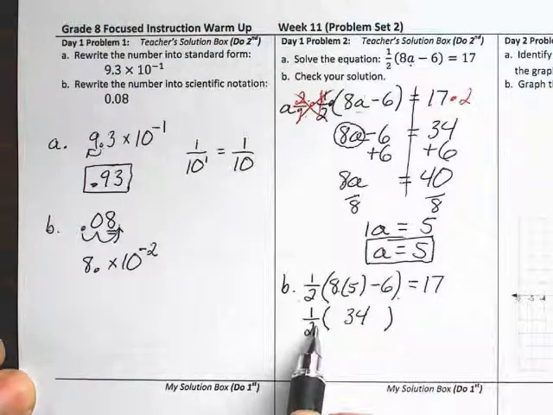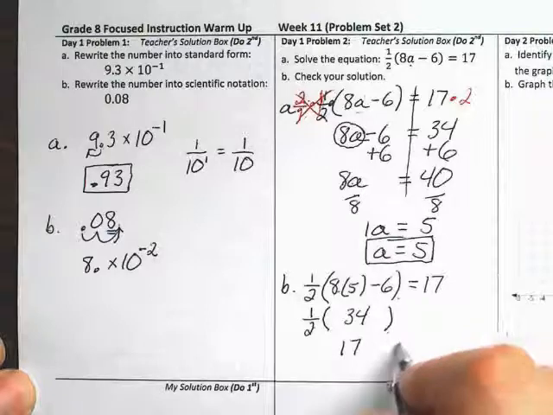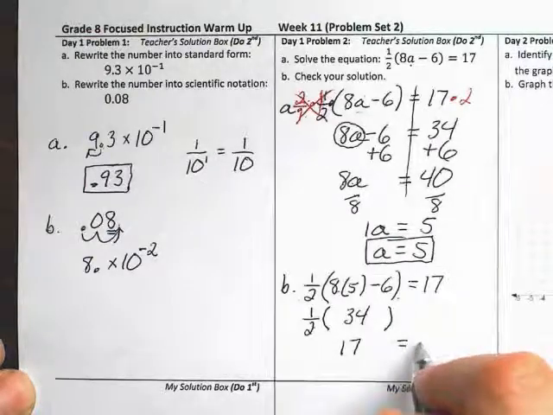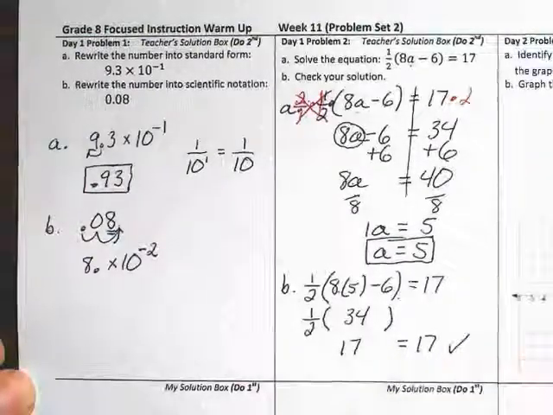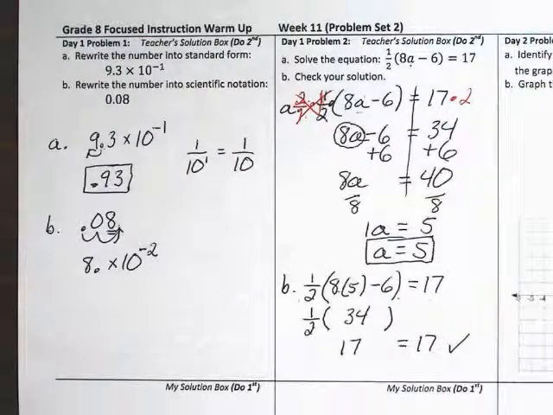Then, what is 1/2 times 34? Well, half of 34 is 17. And so 17 is equal to 17. This checks, and that means that A equals 5 is the correct solution for A.